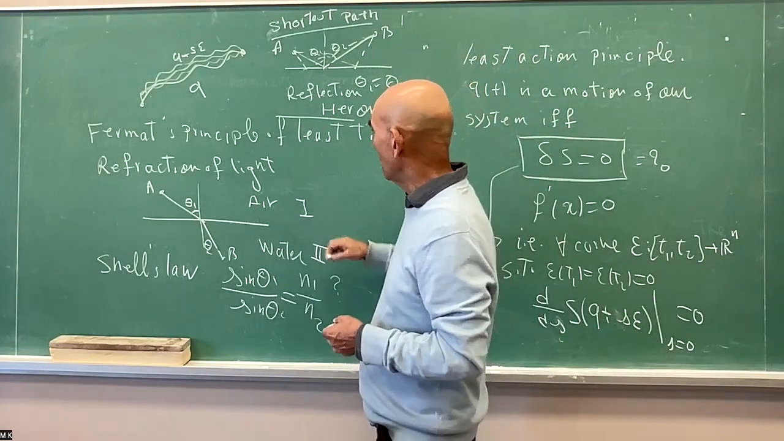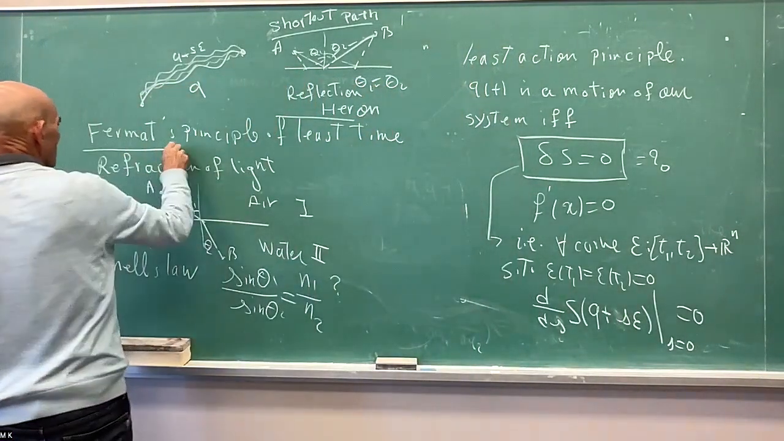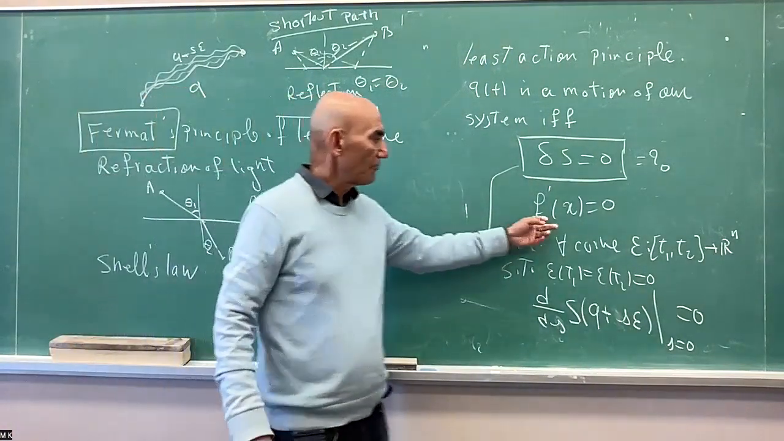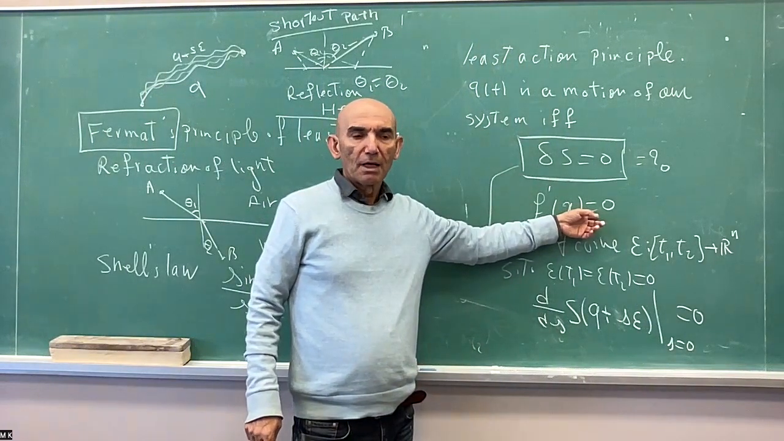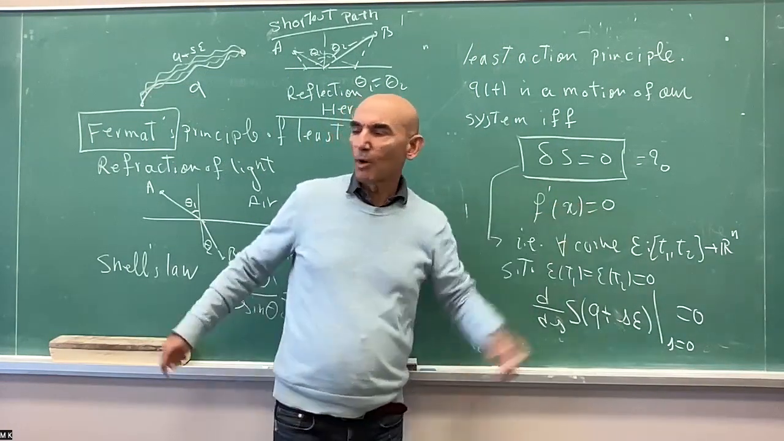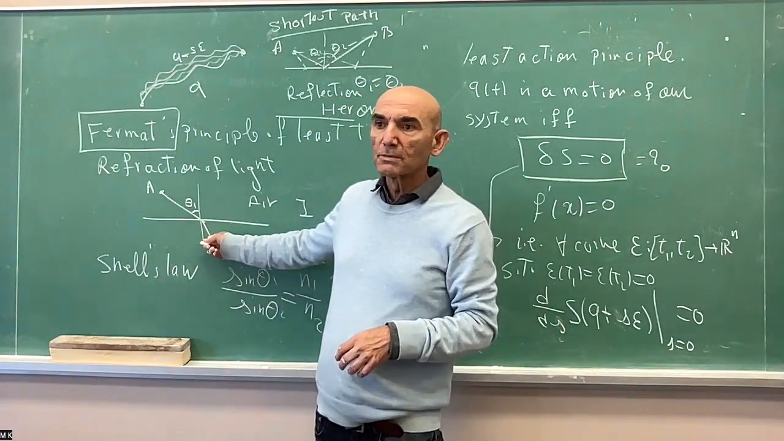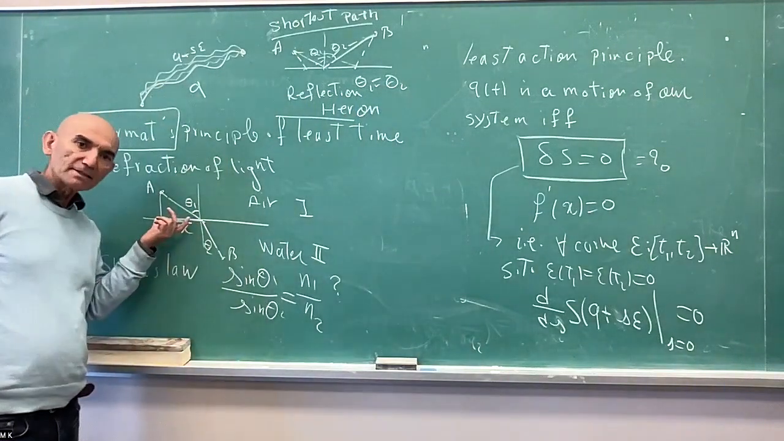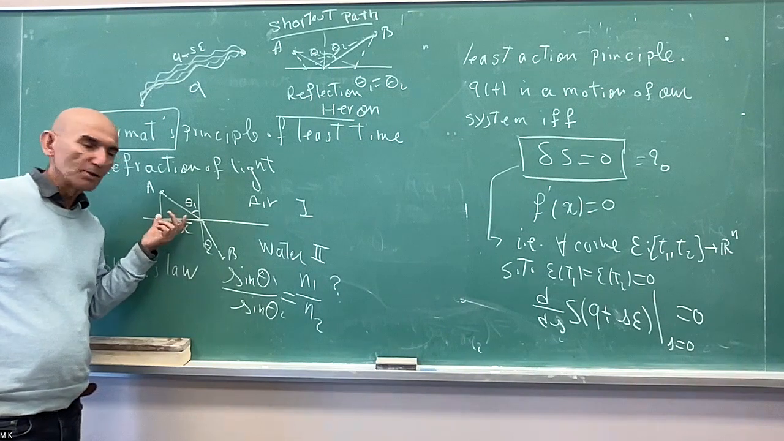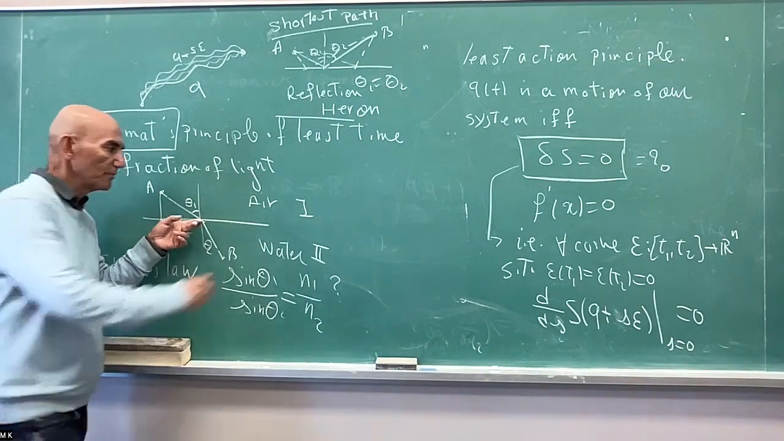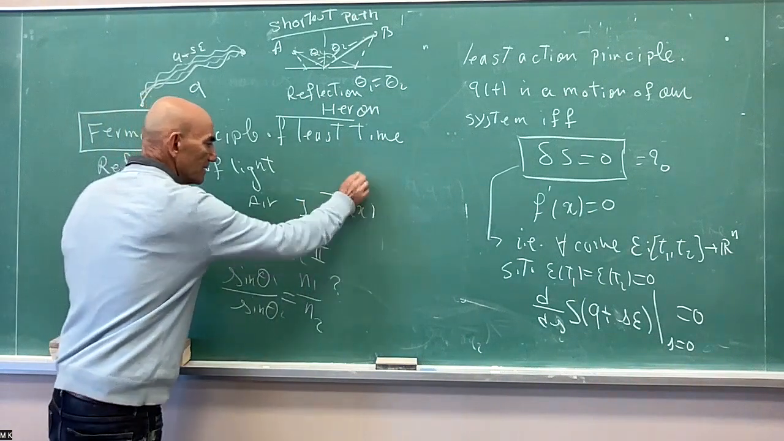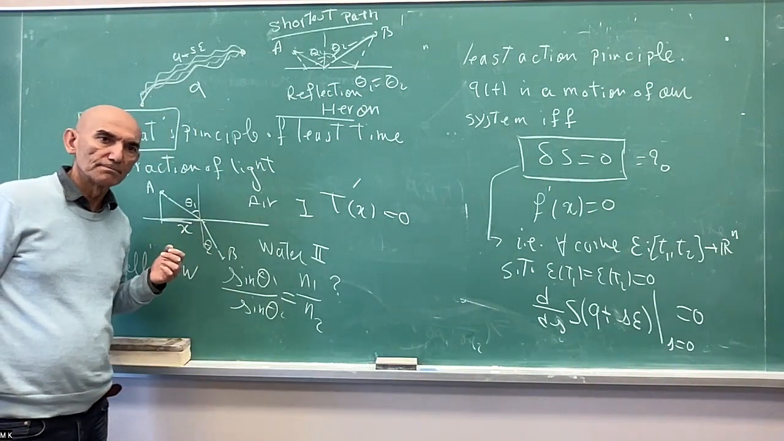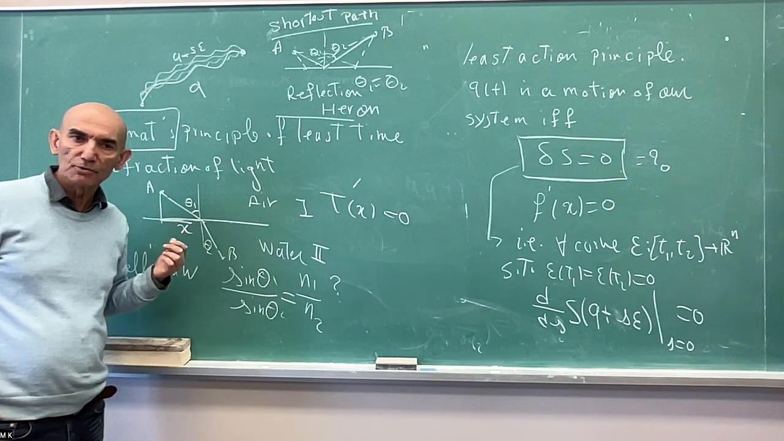So Fermat invented calculus, actually, this condition of f prime of x equal to 0. And then he applied this to this problem. So you just take the time as a function of this x. And Fermat said that at the point x where the time is minimal, its derivative should be equal to 0. This is called Fermat's principle in optics, the principle of shortest time.